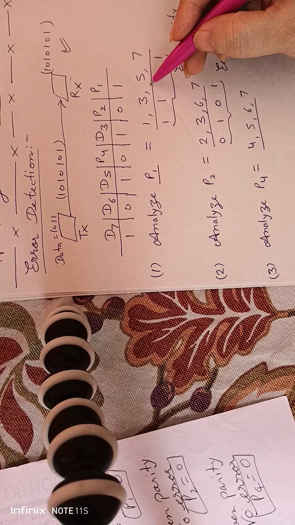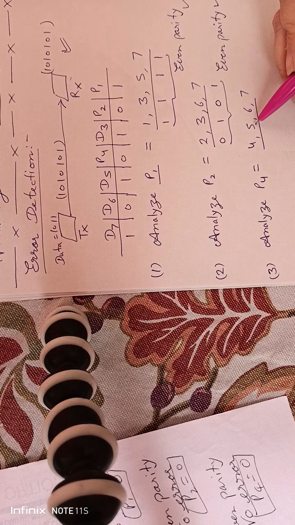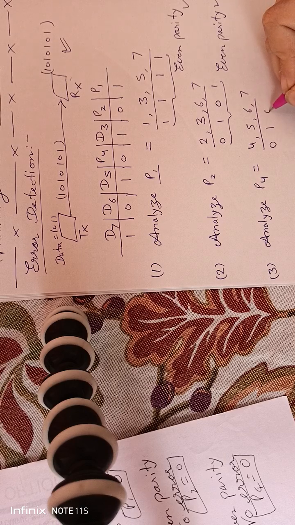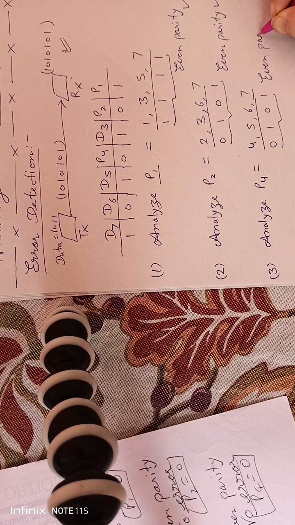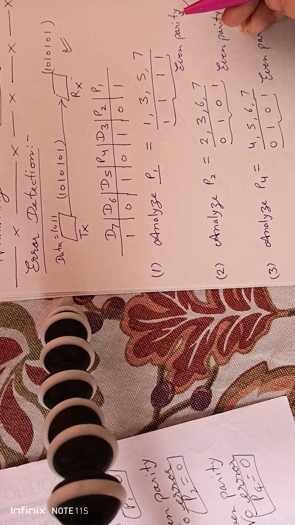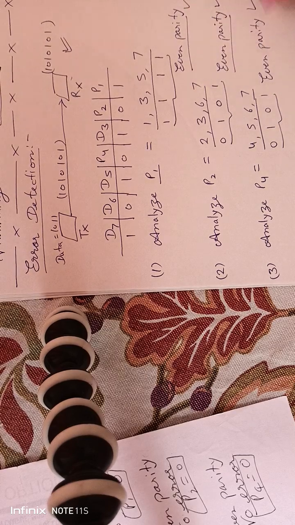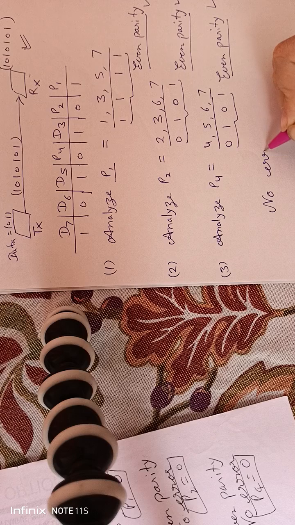This is for the first position where we have 1, this is for the second position where we have 1, and this is for the third position where we have 1. Okay, so for 4 it is 0, for 5 it is 1, for 6 it is 0, and for 7 again it is 1. Now again we have even parity, because for all three parities we received even parities. That means there is no error at all.